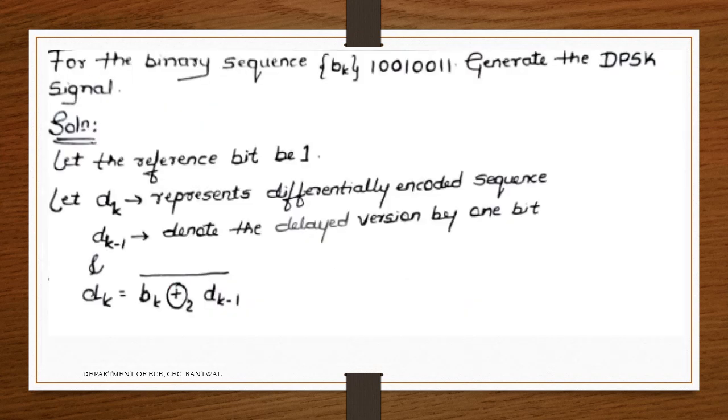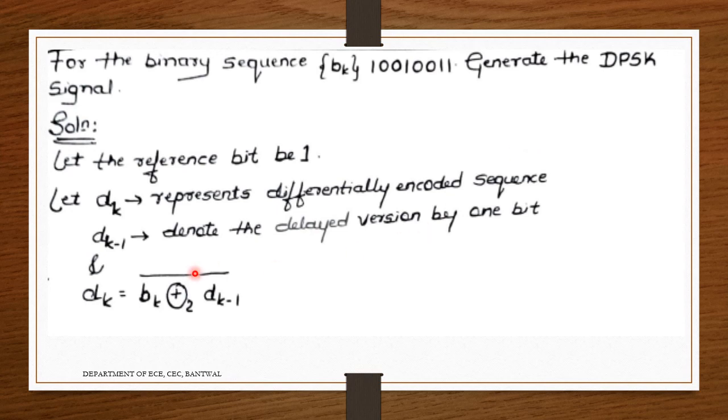Next, for a binary sequence, this is one of the very important topics. They ask the question on this basis: explain DPSK and justify with this sequence. So the sequence, find the binary sequence b_k 1 0 0 1 0 0 1 1, generate the DPSK signal. As I said in the theoretical part, DPSK should have a reference bit, which is 1. So I am taking it as 1. d_k represents the differentially encoded sequence, and d_(k-1) is the one delayed bit we take.